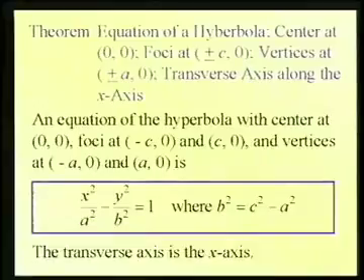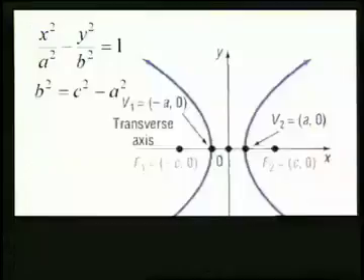Let's look at the equation of a hyperbola whose center is at the origin and has a transverse axis along the x-axis. An equation of the hyperbola with center at the origin that has foci at negative c comma 0 and c comma 0 and vertices at negative a comma 0 and a comma 0 is given by x squared over a squared minus y squared over b squared equals 1, where b squared equals c squared minus a squared. The transverse axis is the x-axis. To help you visualize this equation, let's give you a graph.